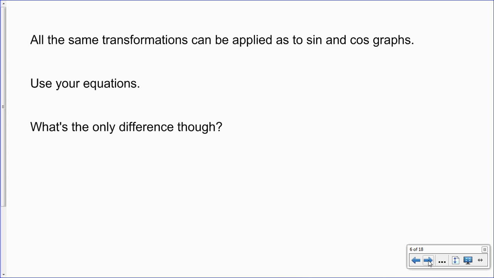All the same transformations can be applied to sine and cosine graphs, meaning our x's can be shifted over by our b values, and our y's can be shifted over by our a and d values.